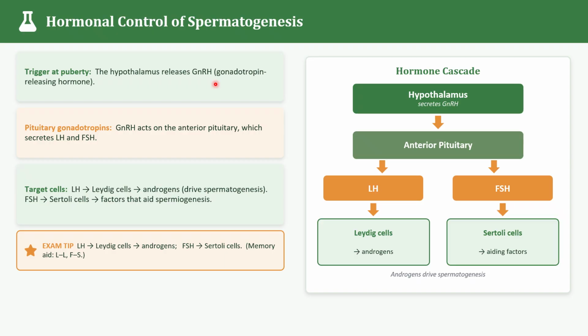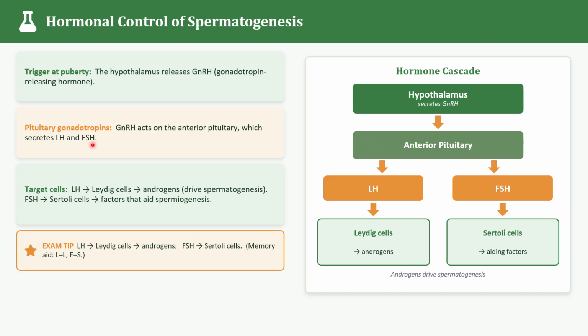This gonadotrophin releasing hormone stimulates the anterior pituitary. The pituitary releases luteinizing hormone and follicle stimulating hormone. Luteinizing hormone and follicle stimulating hormone. What is the action of these hormones, children?